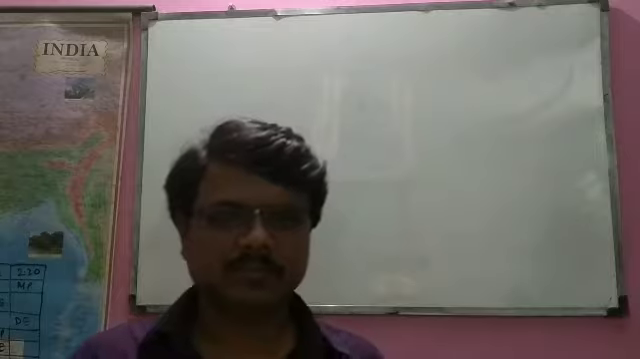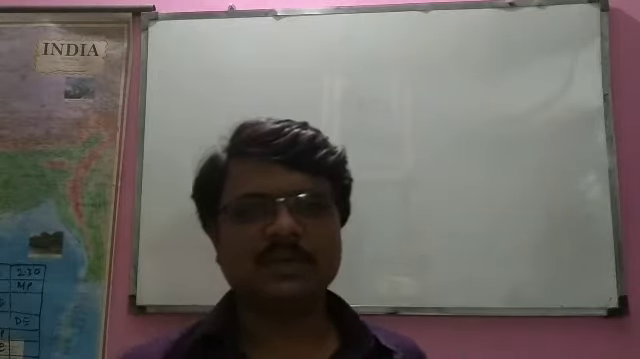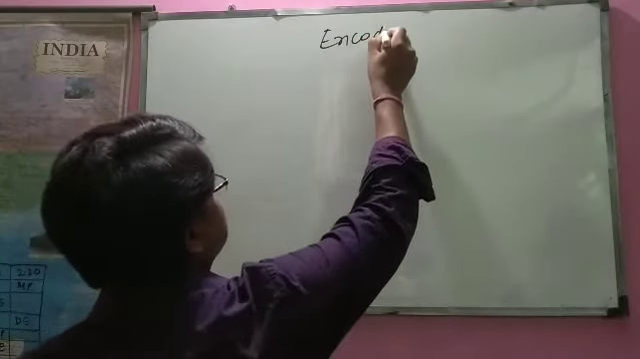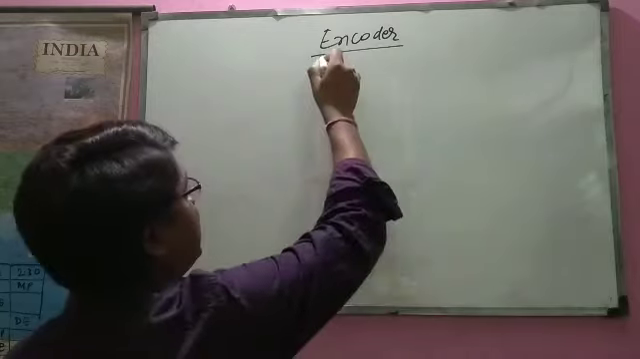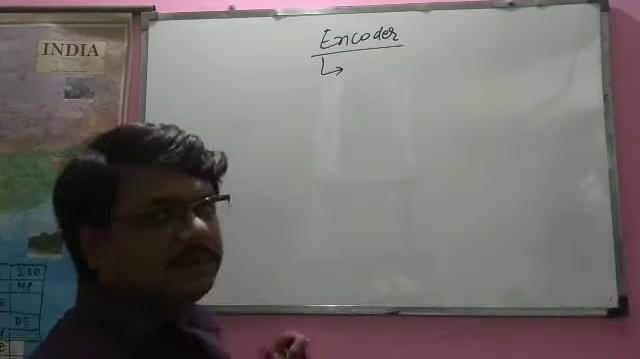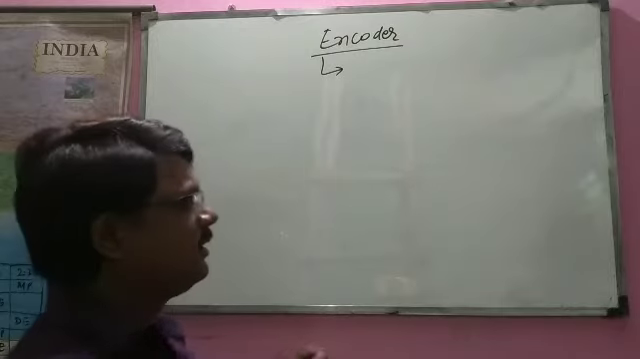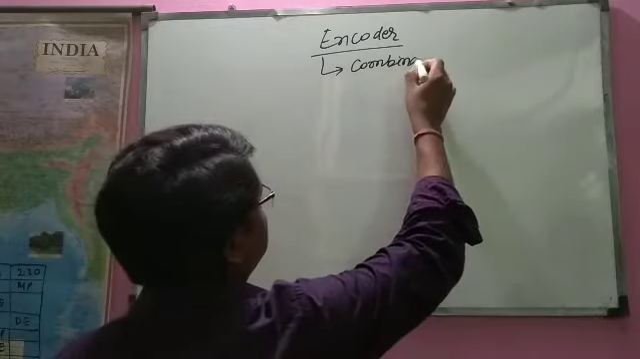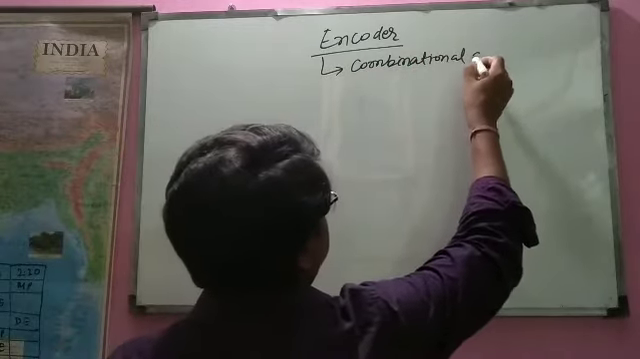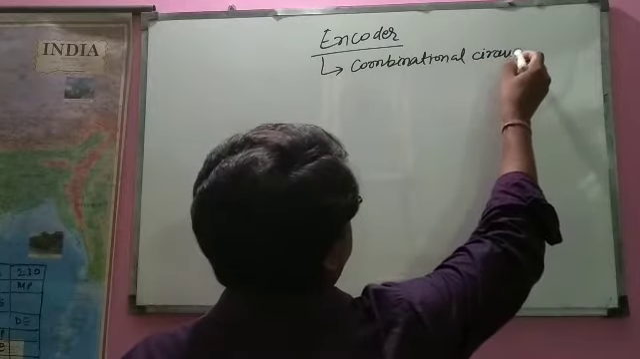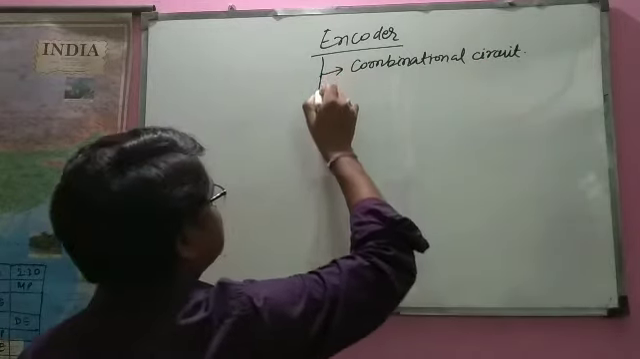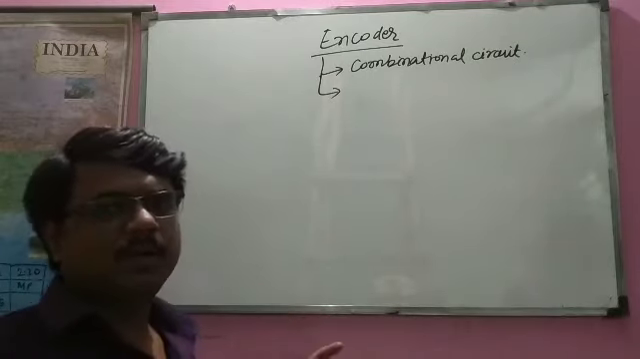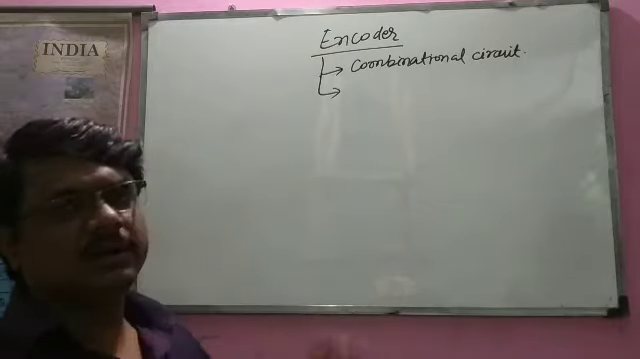Okay, so we will see in detail what is an encoder. Likewise adder, subtractor, multiplexer, demultiplexer, an encoder is also a combinational circuit. Combinational circuit means it has no memory, means its output will depend only on its present input.